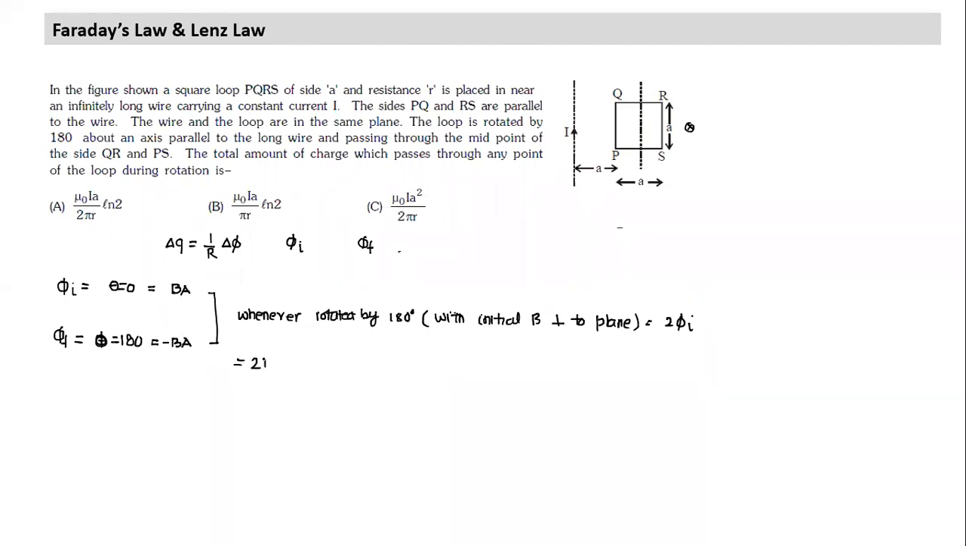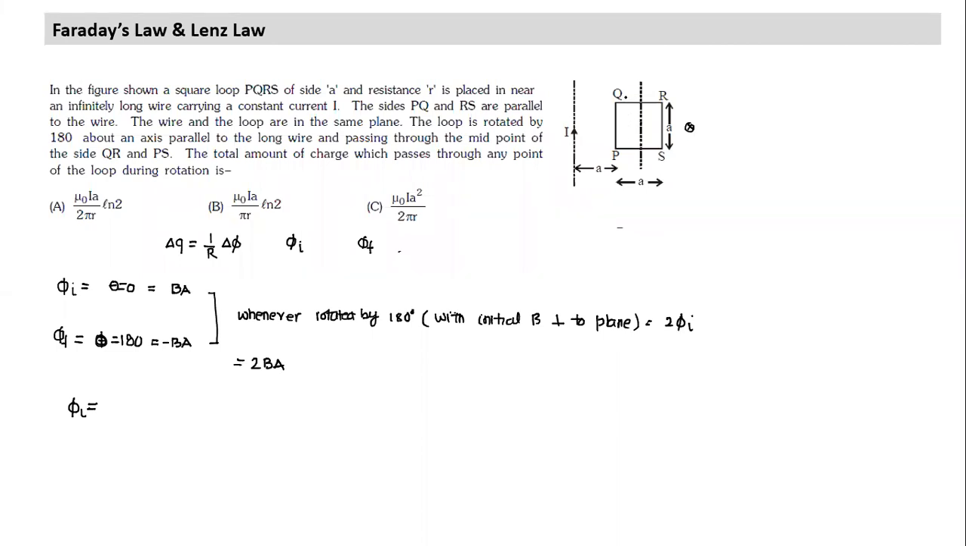So to calculate the change in flux, I need to calculate the initial flux. Can I calculate the initial flux here? If I take the initial flux as BA cos theta, that would work for a constant field. But here the field is not constant. So how do we calculate flux here? We take an elemental strip.